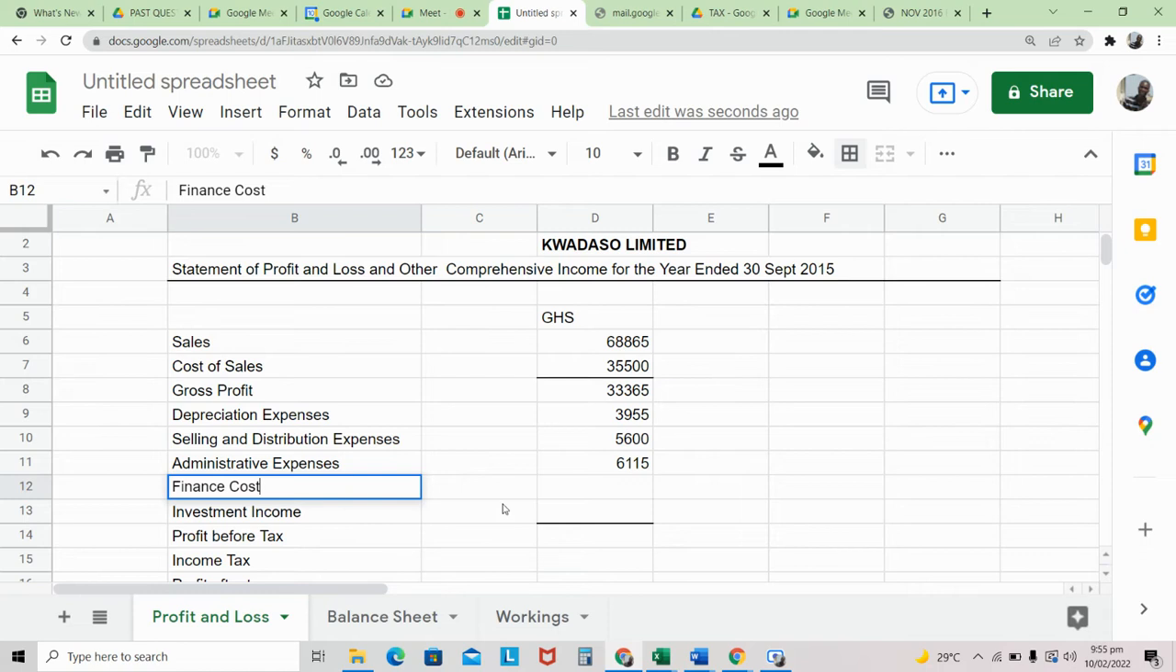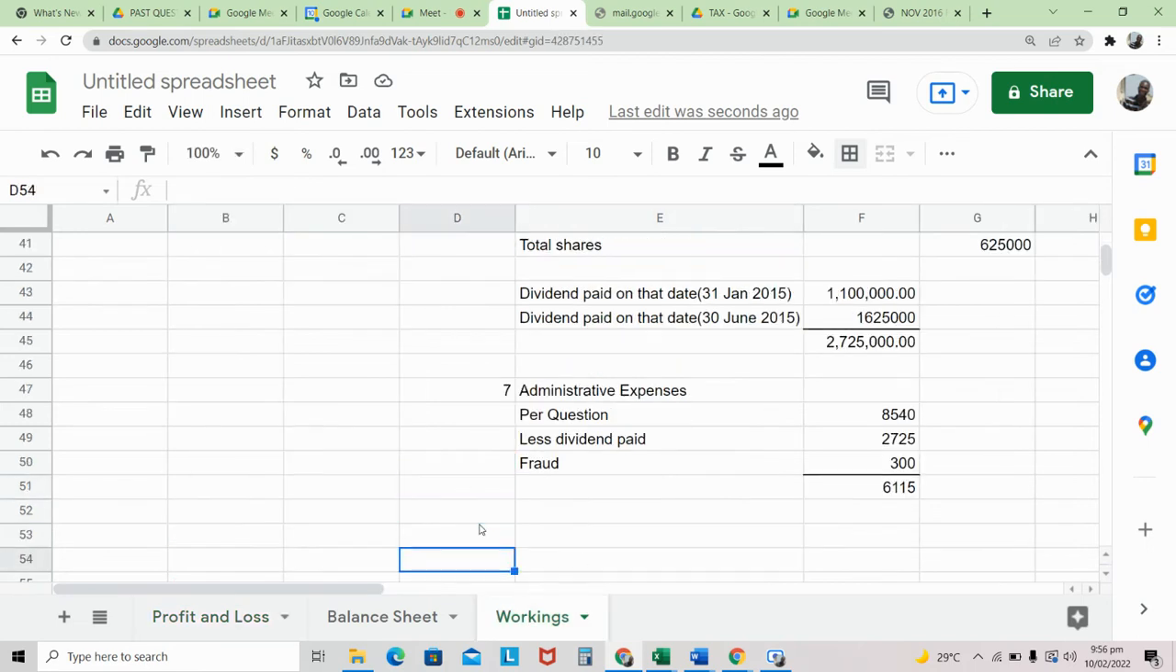Okay, now let's calculate finance cost and then we'll end for today. I think we are almost done, but it's getting late. So let's do our finance cost and then we'll be out of here. So let's go to finance cost.